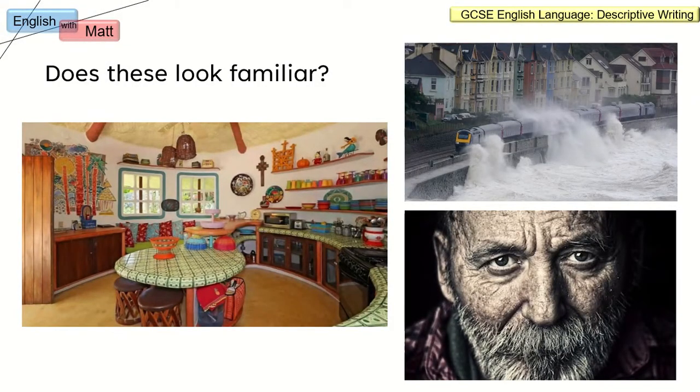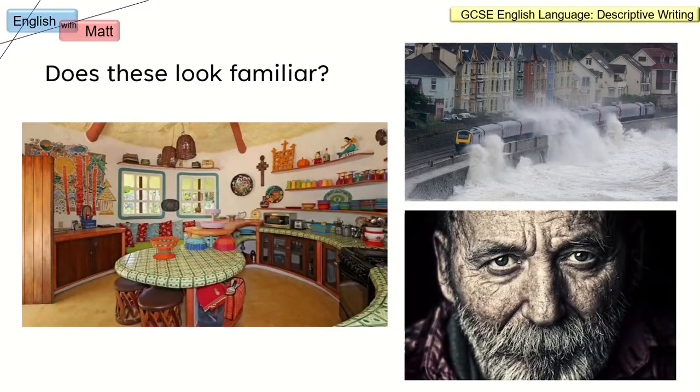So we have a picture of a kitchen, I think, here, a picture of a train which is being hit by very stormy seas. I think that's in Dawlish, which is a village or a town in Devon. And we've also got the picture of the older gentleman from a few years ago. So these three images have already come up and they might look recognizable to you. So those are the three images that I'm going to be using to be creating this video with you today.